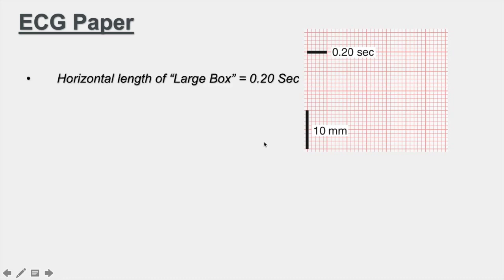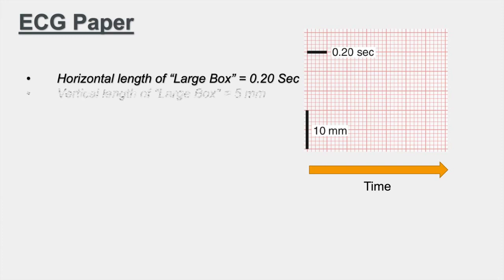So to begin, we'll first look at ECG paper and how it's laid out. If we were to take a close-up look at ECG paper, we would see that ECG paper is made up of many small boxes that are grouped within larger boxes, and each of these larger boxes are a grouping of 5 by 5 of these smaller boxes. So the horizontal length of each of these large boxes is 0.2 seconds of time. So the horizontal axis of ECG paper denotes time.